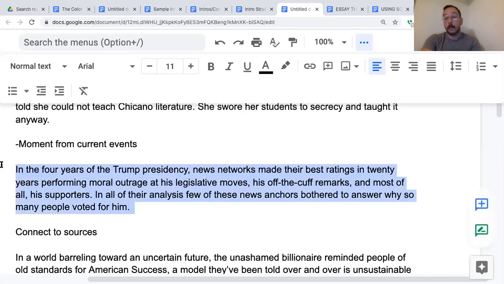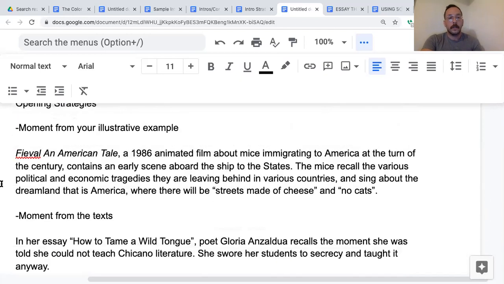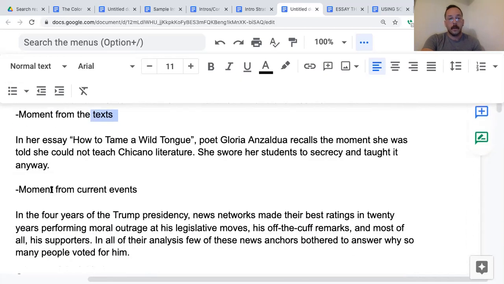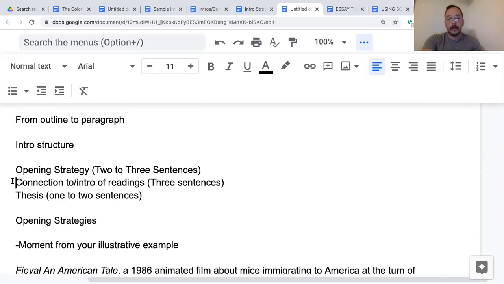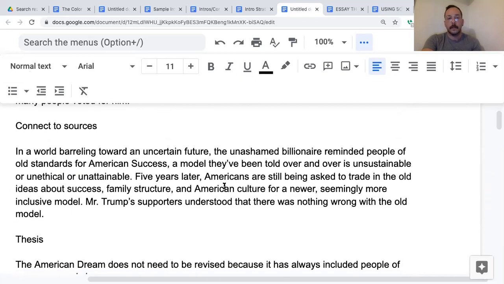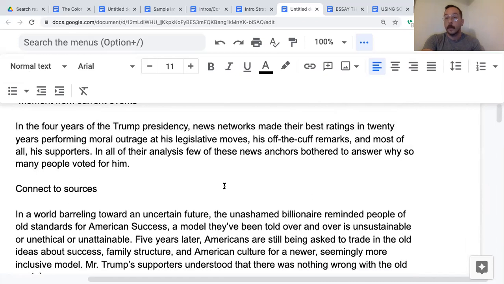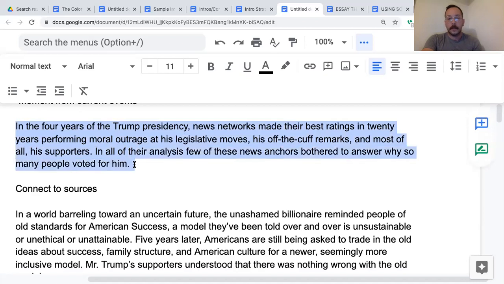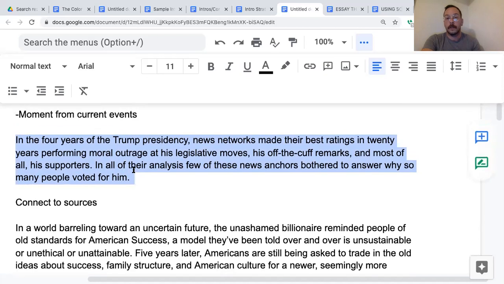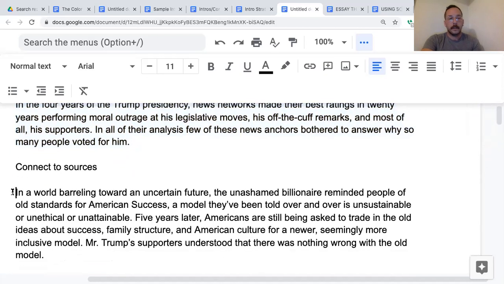So those are the three things you can choose. You choose one: either a moment from your illustrative example, a moment from the texts, or a moment from current events to segue into your connection to the readings. So note what I'm going to do here. Now I'm going to connect it to the sources. I have chosen the current events strategy for my intro. Connect it to our sources.